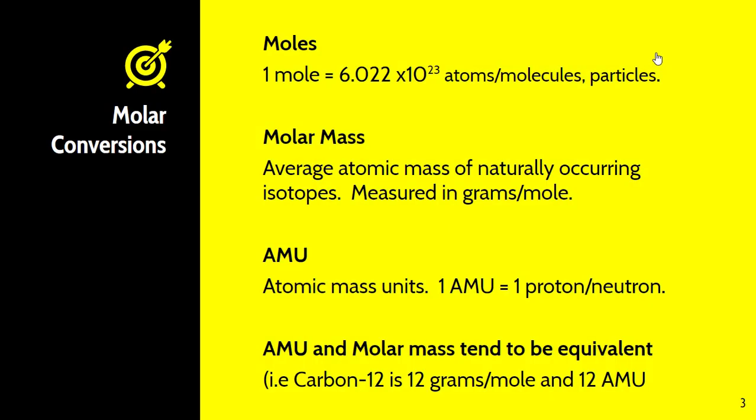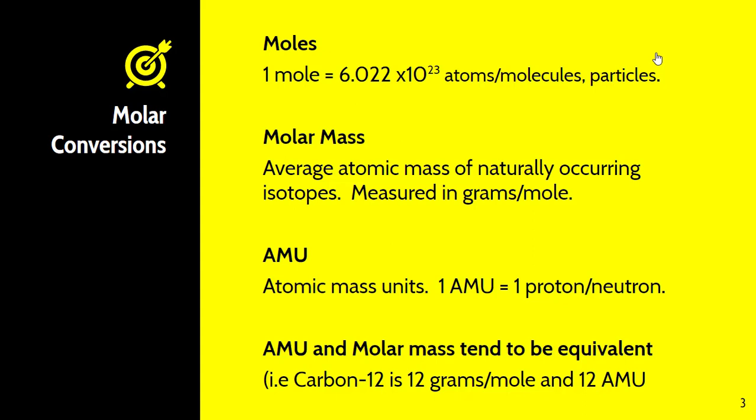So I'm not going to go through all of the different molar conversions. These are things that should be review for you guys, but keep in mind that 1 mole is 6.022 times 10 to the 23rd atoms, molecules, or particles. Again, that is a conversion factor between moles and atoms, molecules, or particles. It's also called Avogadro's number.